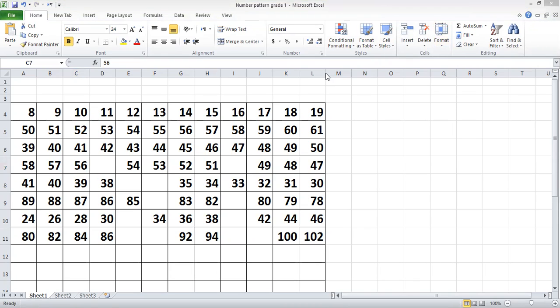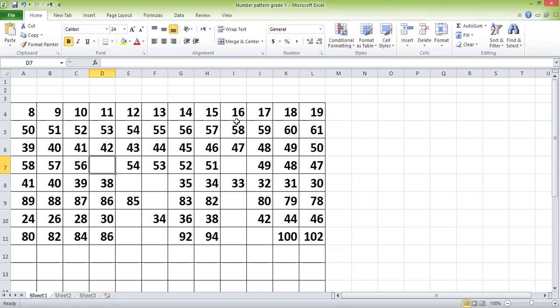How much are we subtracting? 58 minus what will give you 57? 1. It will be 1. 57 minus what will give you 56? 1. So you identified the pattern that in this pattern you are subtracting 1, or you are counting back in ones.